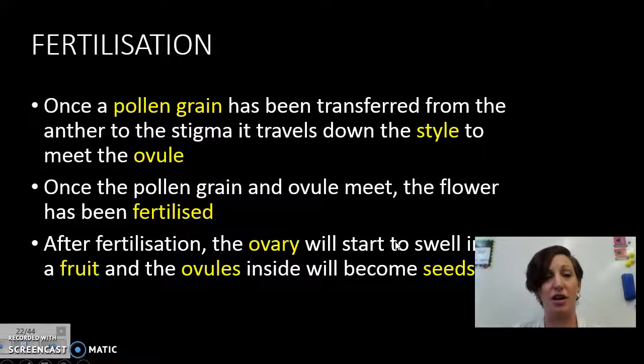And after fertilization, the ovary will start to swell into a fruit, and the ovules will become seeds. That's it for fertilization and pollination.